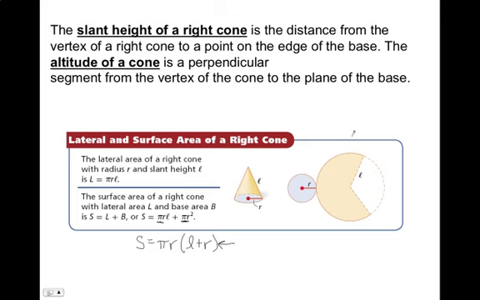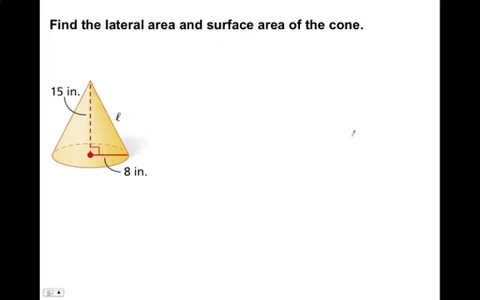So let's use these formulas. We want to find the lateral and total surface area of the cone. So our lateral formula is pi times radius times the slant height. So making our list, our radius is 8 inches. Our slant height we don't know, but we're given the radius and we're given the altitude, which does make a right triangle, so we could use Pythagorean theorem in order to find the slant height. And in this case, we will get 17.